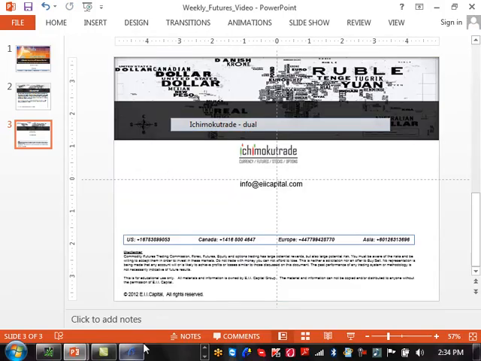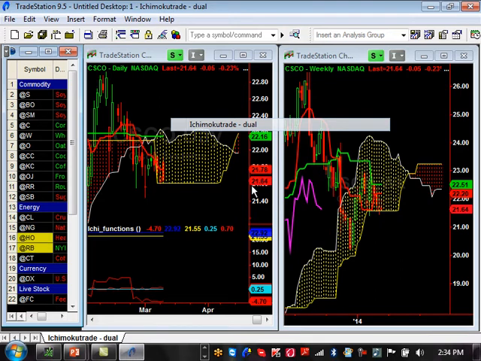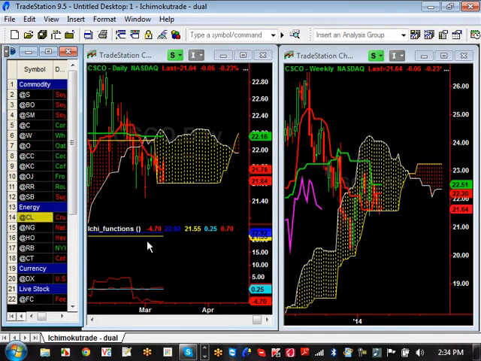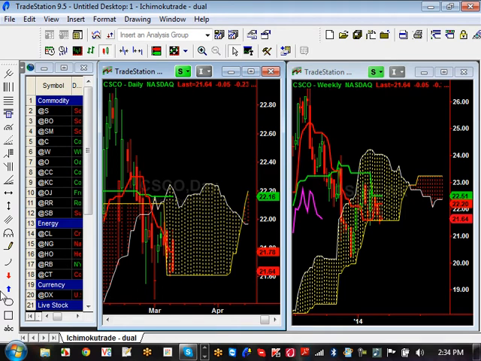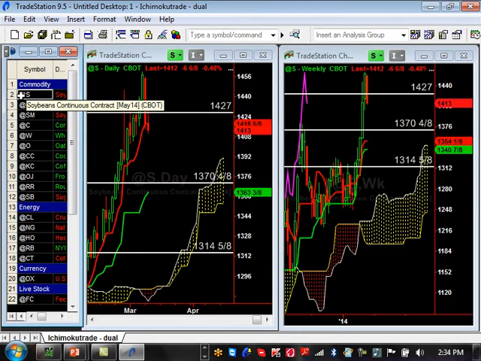Okay, so normal procedure, let's go straight to TradeStation here. If you remember, on the left hand side is basically the daily time frame, on the right hand side is basically the weekly time frame. So let's first start off with commodity futures here.